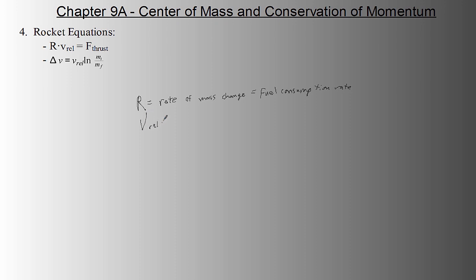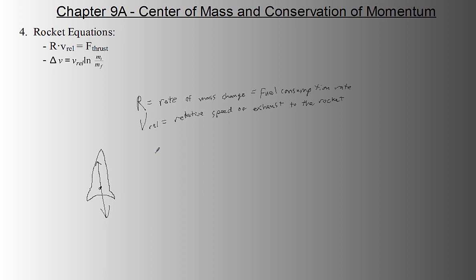V rel is the relative speed of the exhaust, the fuel exhaust, to the rocket. And this doesn't have to be a rocket, this could be anything that sort of uses this concept. And that equals the thrust force that the fuel exerts on the rocket. That's how rockets work. You got Newton's third law, right? Here's a rocket. And rocket pushes fuel out this way. Newton's third law, fuel pushes rocket up that way with an equal and opposite force. So that's the thrust force.